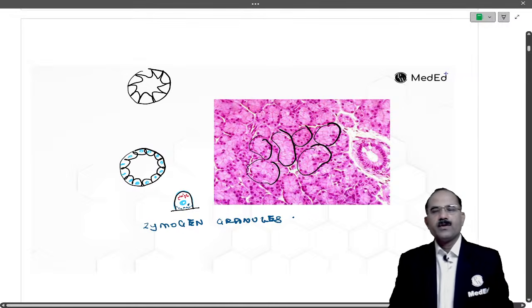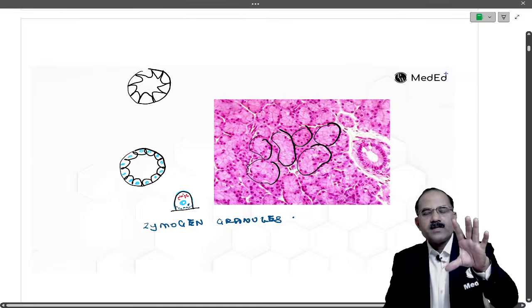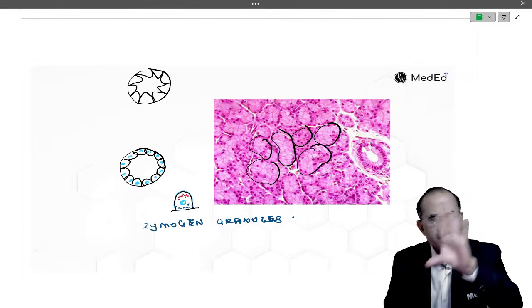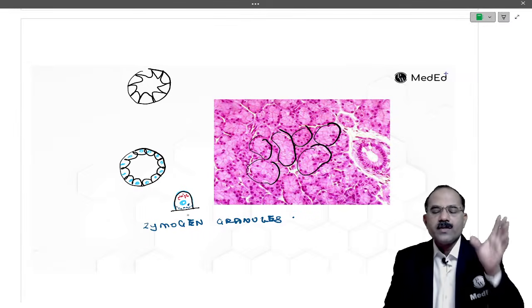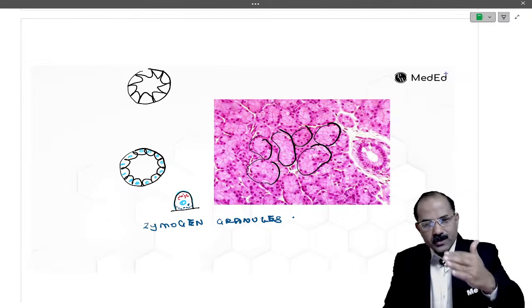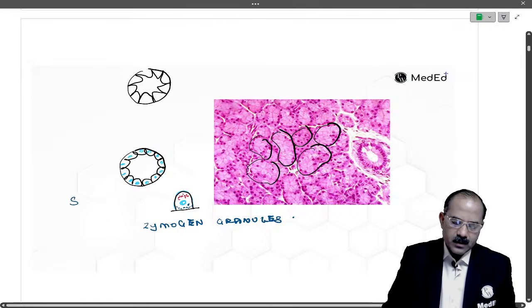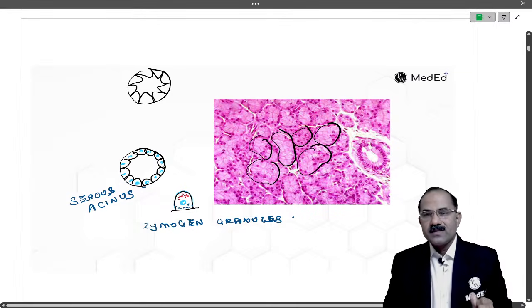So the moment you look in the slide, you find such cuboidal cells, a central lumen, and this acinus is very brightly stained. Why? Because of the zymogen granules. Yes, very good. Apical eosinophilic stain, basal basophilic stain. So this is a colorful slide, right? This is a serous acinus. Let me tell you this, then we'll identify the slide. So that's a serous acinus.